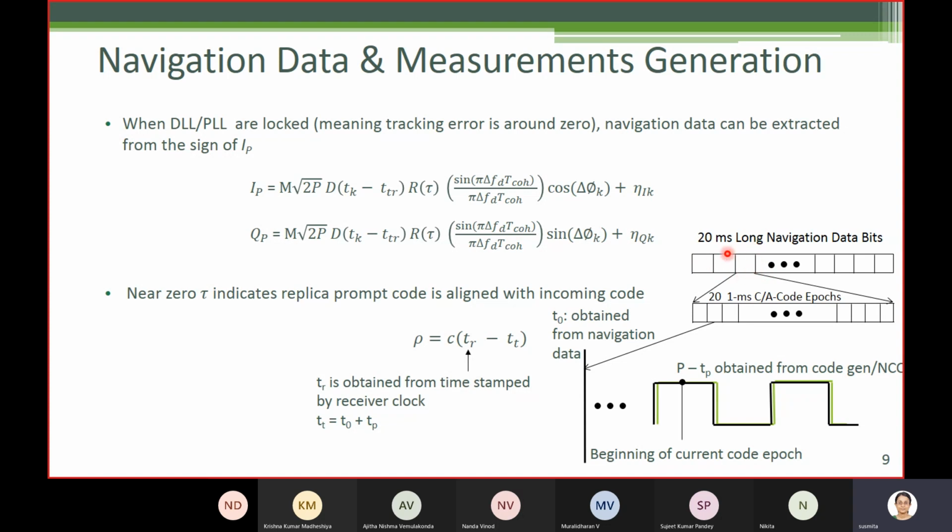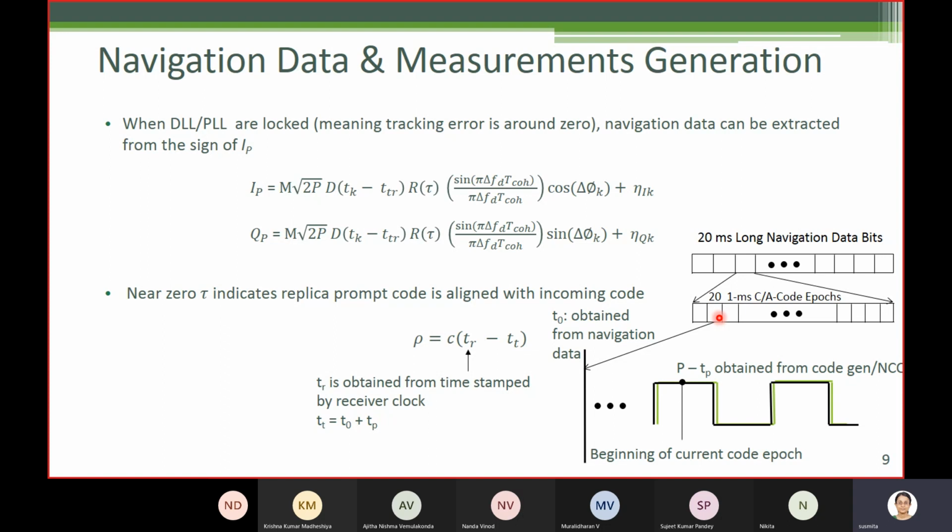Now expand one bit. It is 20 milliseconds long. We know that the CA code epoch is 1 millisecond long. So one navigation data bit can accommodate 20 code epochs. There will be 20 code epochs, each 1 millisecond long. And since we know the time of start of the bit, we know this time. This we know from the navigation data.